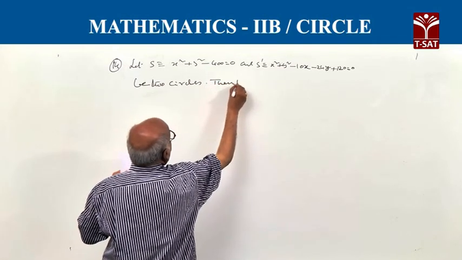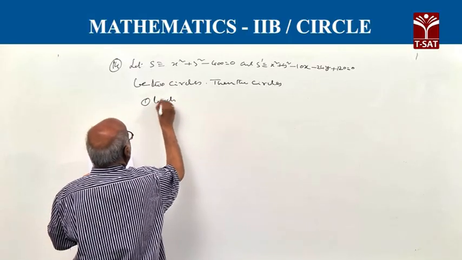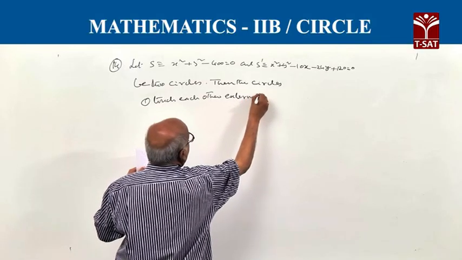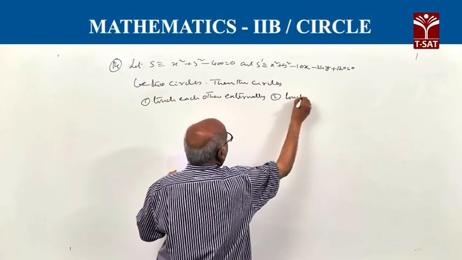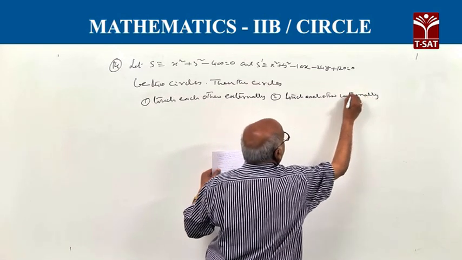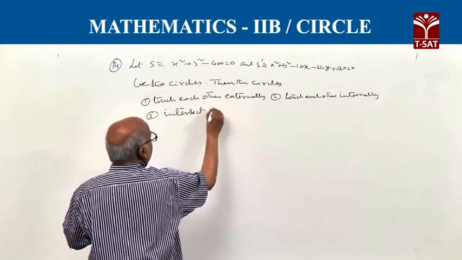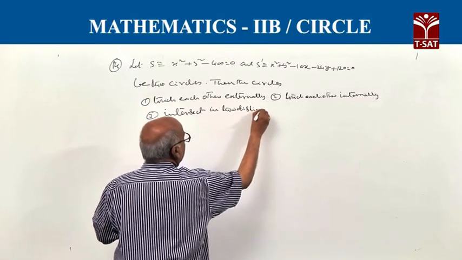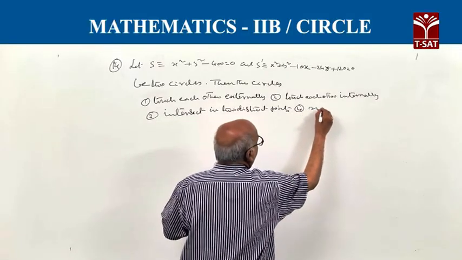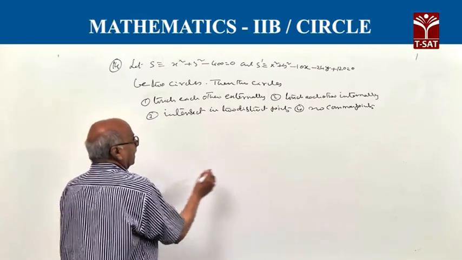Then the circles: 1, touch each other externally; 2, touch each other internally; 3, intersect in 2 distinct points; 4, no common points.